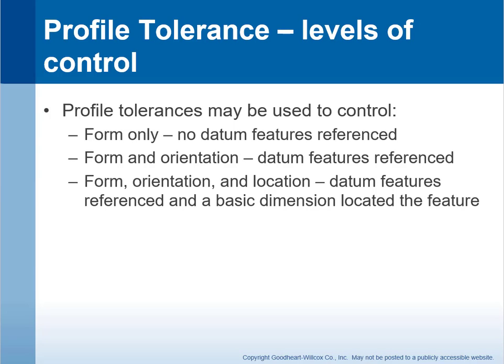Okay, profile tolerances may be used to control form only with no datum feature references, form and orientation, where datum features are referenced, and then form, orientation, and location, where datum features are referenced and basic dimensions locate the feature. Okay, so form only, no datums. Form and orientation, you're going to have datums. Now form, orientation, and location, you're going to have datum features and basic dimensions to locate the features. Let's talk about some examples of this.